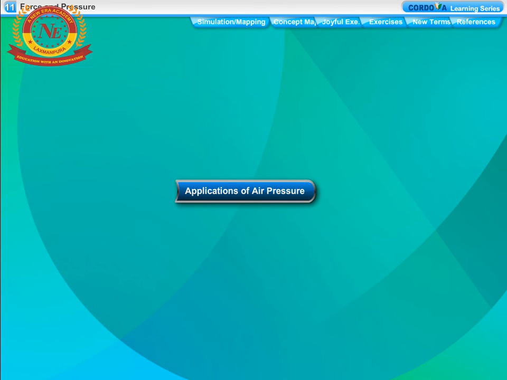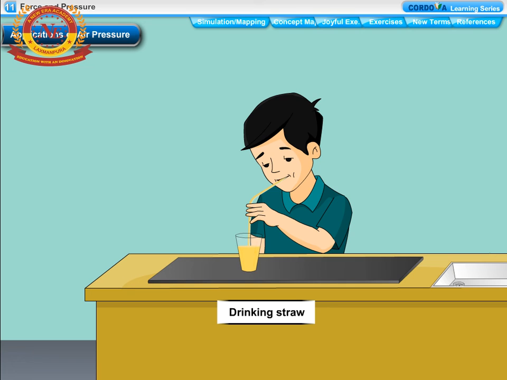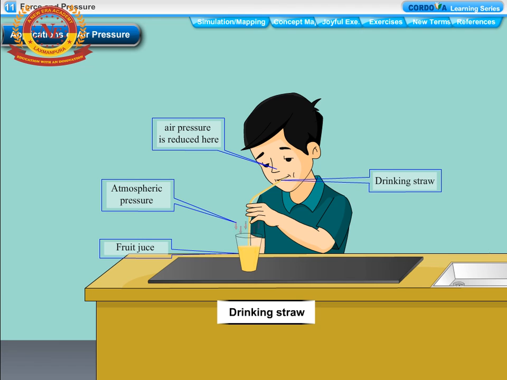Applications of air pressure. Drinking straw. We normally use a drinking straw to suck up fruit juice. When we suck air at the upper end of the straw with our mouth, the pressure of the air inside the straw is reduced. But the pressure acting on the surface of the fruit juice is equal to the atmospheric pressure. So, the greater atmospheric pressure acting on the surface of the fruit juice pushes the fruit juice up the straw into our mouth.